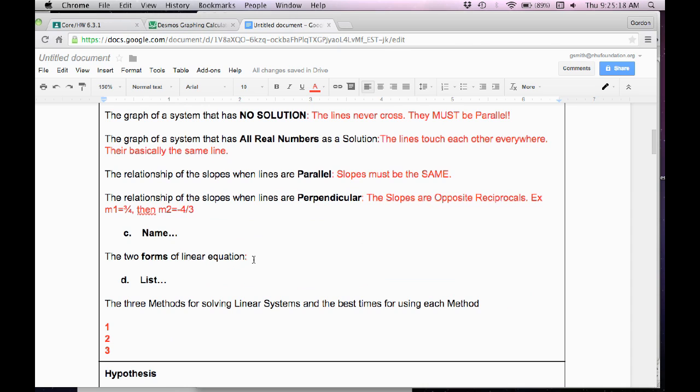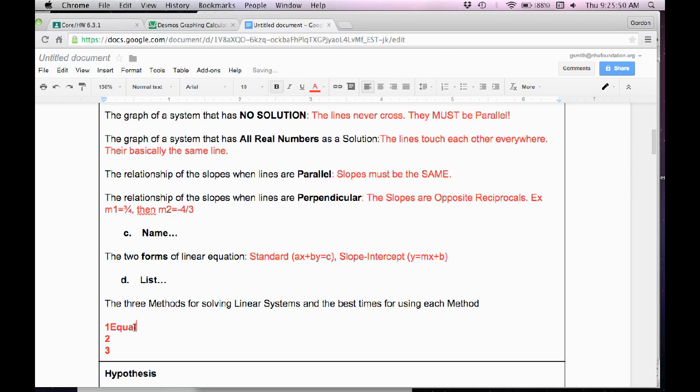C, name 2 forms of linear equation. That's simple. There's a standard, which looks like ax plus by is equal to c. And then there's slope-intercept. And that would be y equals mx plus b. Really important stuff.